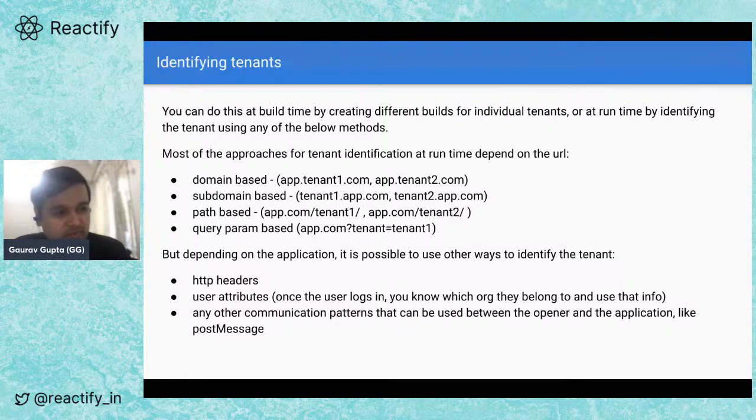But for some use cases where our application does not directly depend on the URL, you can use other ways also. For example, you can send this information in HTTP headers if it is a server rendered application, maybe from the initialization point. Or you can not change the URL, but whenever the user logs in, you know which organization they belong to, so you just customize everything for that user, for that organization. Or any other communication patterns like post message. If your application is an iframe, then the parent application can just provide the tenant information in post message. So any communication patterns work based on what kind of requirement your application has.